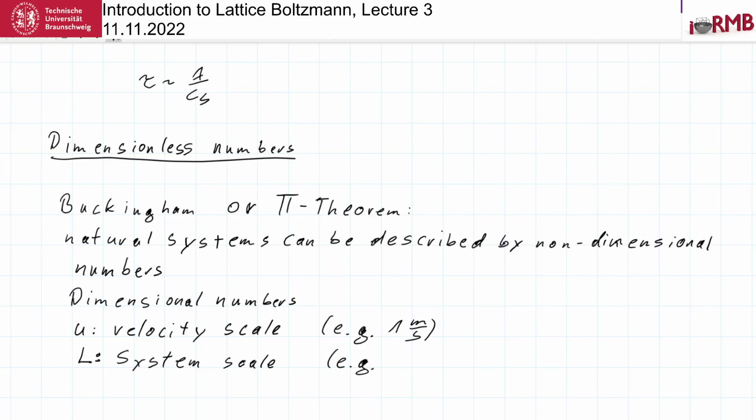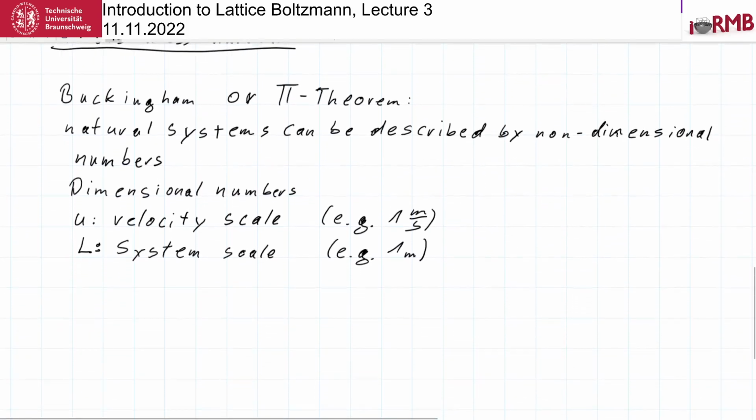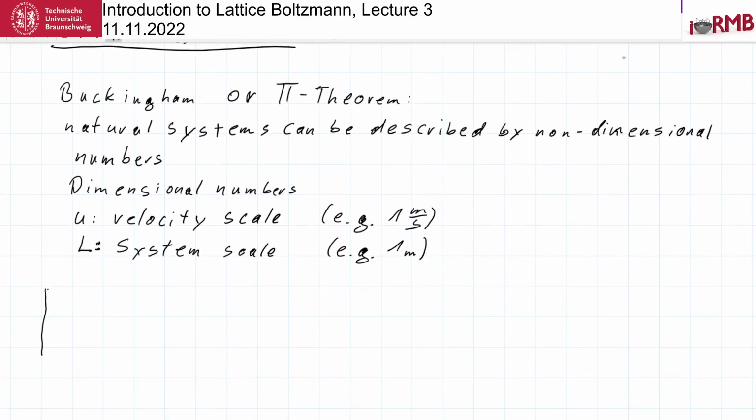That would be, for example, 1 meter. Now, to give you an idea, what we have here is a domain size, and we are looking at something physical, for example, a car. This is usually what Lattice Boltzmann is used for. And this car has a length L, and it travels by a velocity u.